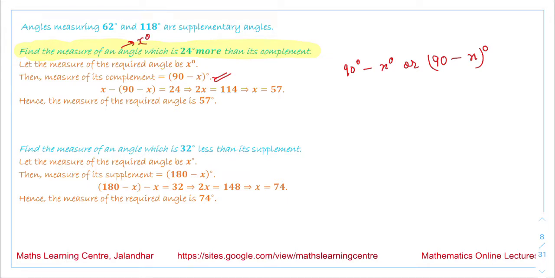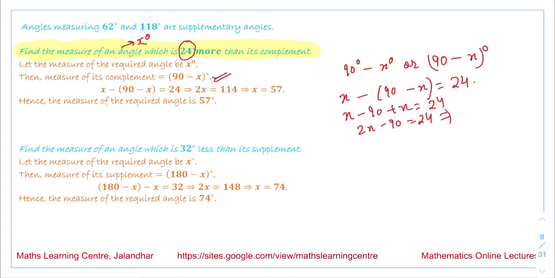Complementary angles means their sum should be 90. So we get x minus (90 minus x) is equal to 24, because it is given that the angle is 24 degrees more than its complement. When you solve this equation, you get x minus 90 plus x is equal to 24, so 2x minus 90 is equal to 24. This implies 2x is equal to 114, and this gives us x is equal to 57 degrees.